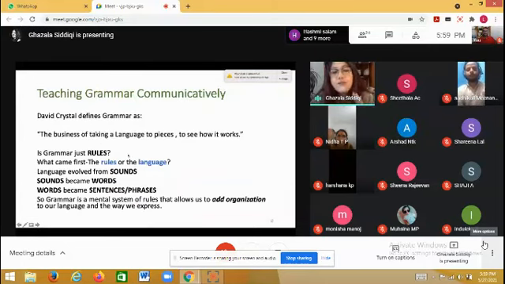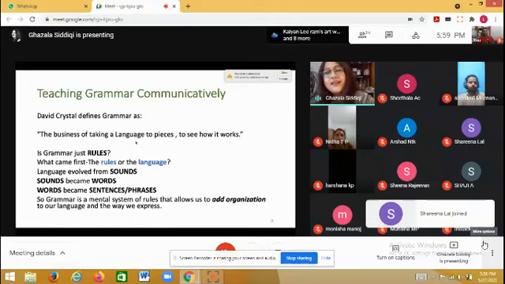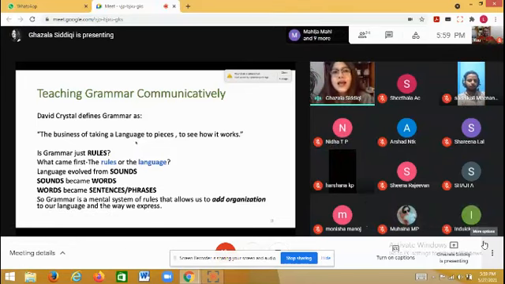Now, teaching grammar communicatively is very important. David Crystal has defined grammar as the business of taking a language to pieces to see how it works. So when you're teaching them, let's say, parts of speech, give them a sentence. Let's say, Johnny had a delicious cake. Now, you tell the students, which is the proper noun here? Johnny. What is delicious? Adjective. Cake, common noun. So that is how you break up language into pieces.